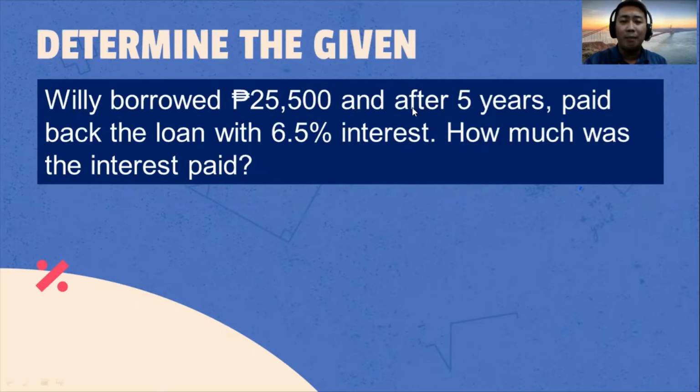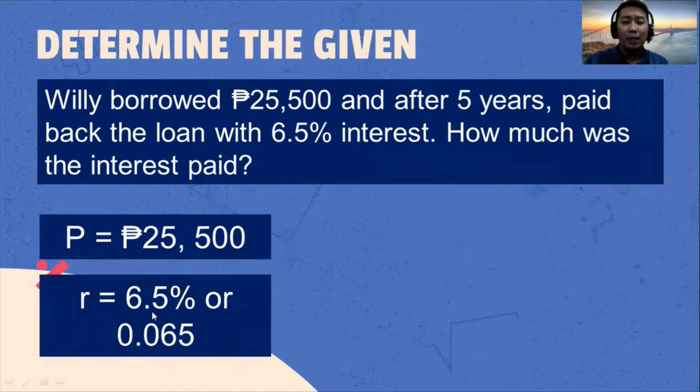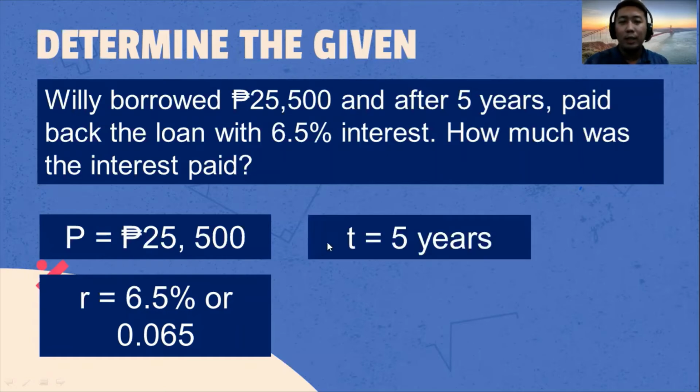We have the principal amount, which is the money borrowed, that is 25,500 pesos, I'm sorry. We also have the rate of interest, that is 6.5% or 0.065. In terms of decimal point, you just need to divide 6.5 by 100. And the answer is 0.065. The time is 5 years.